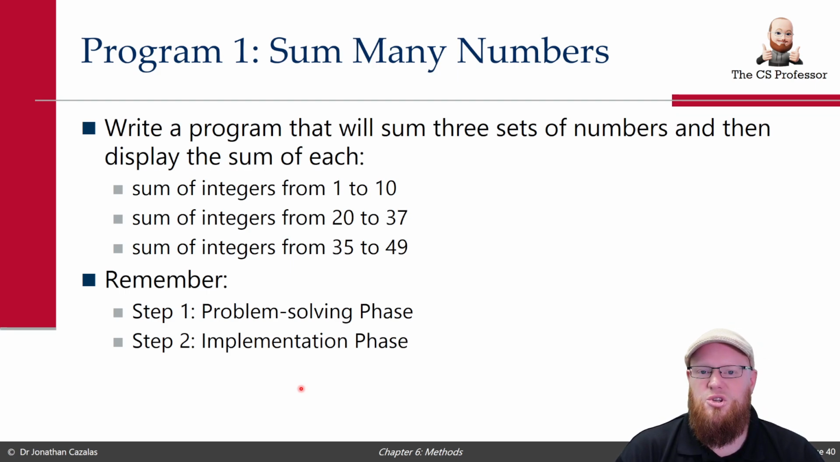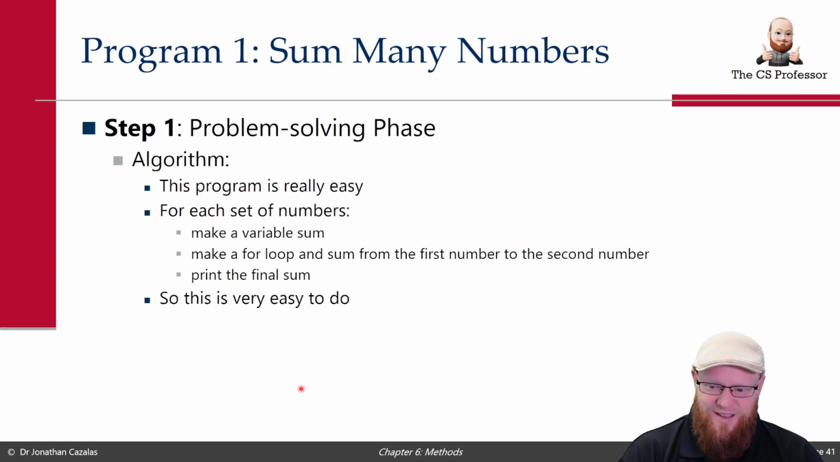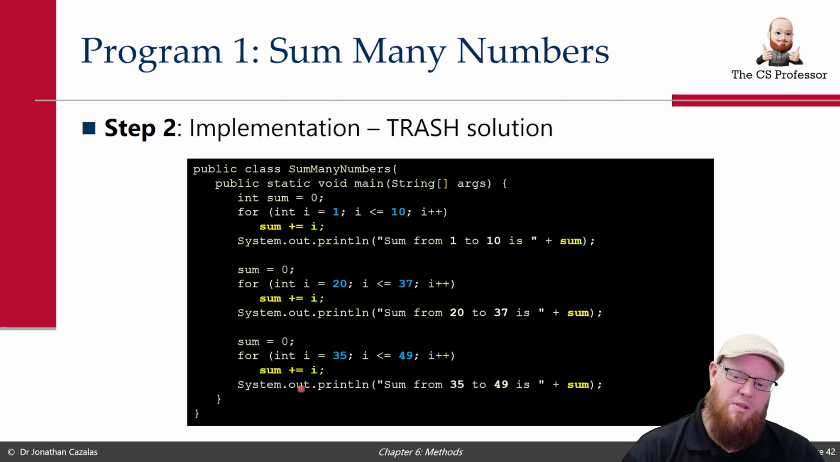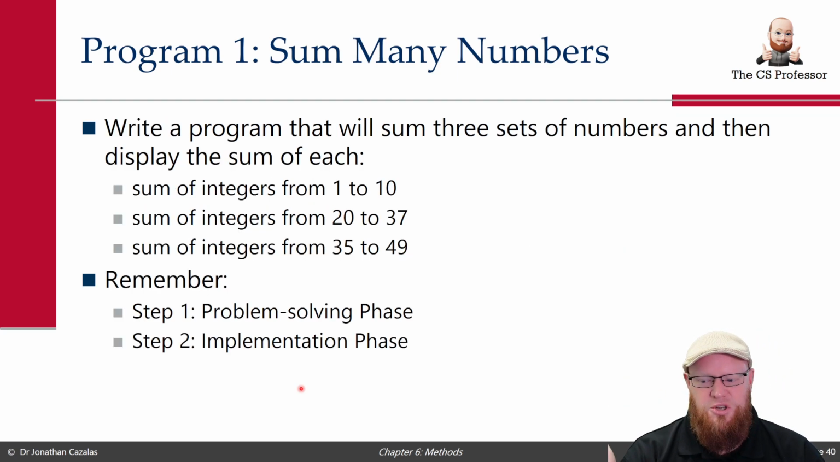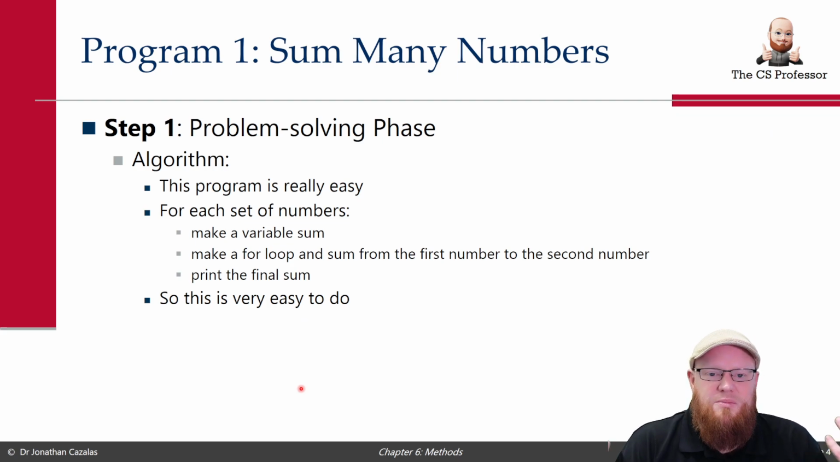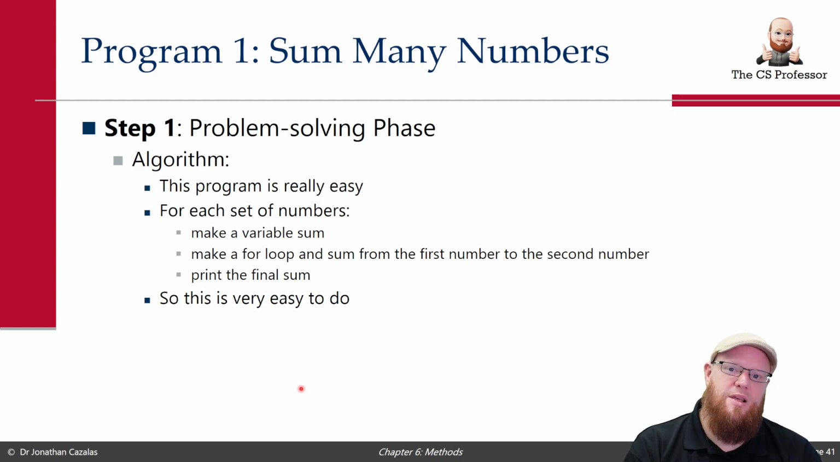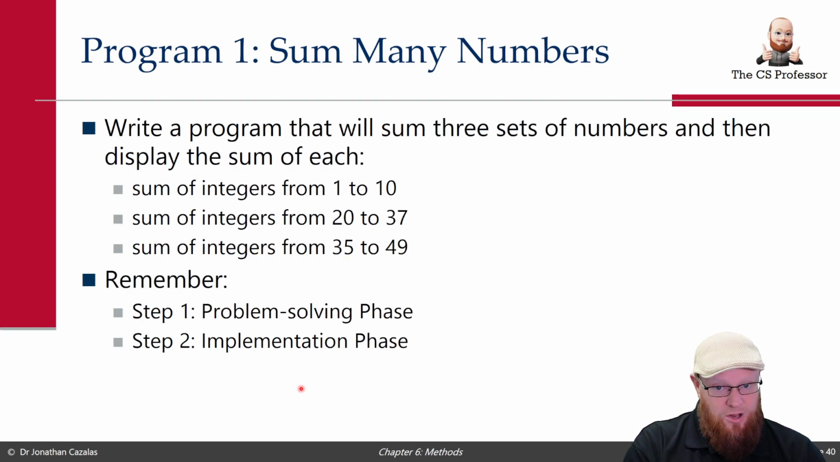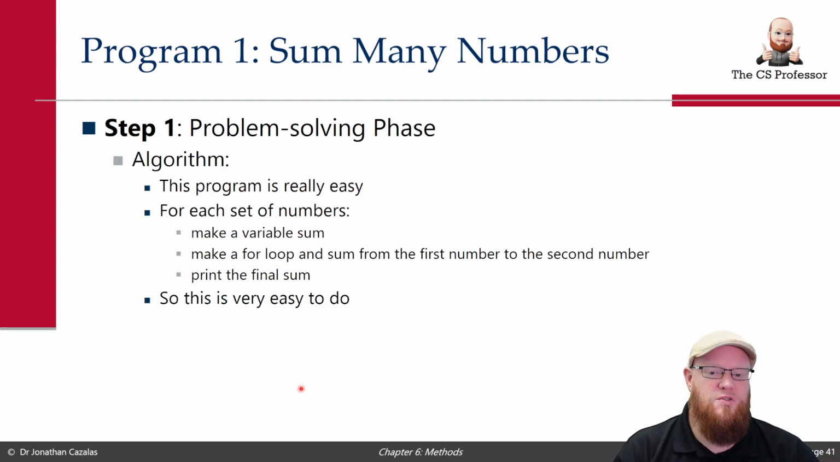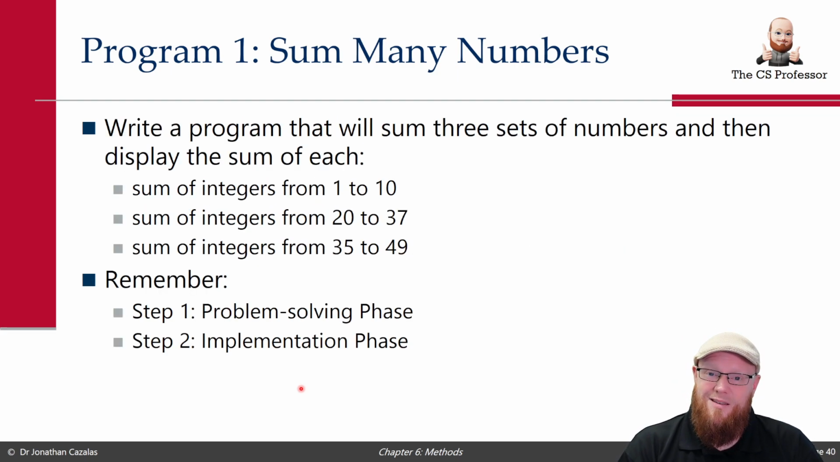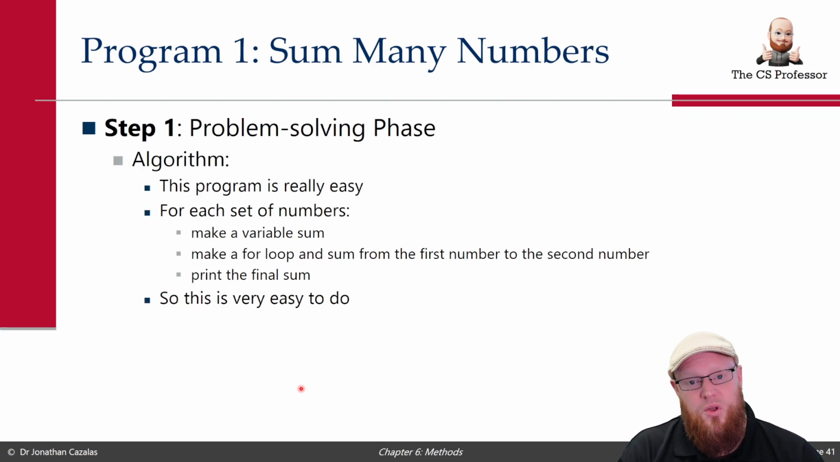Pretty short. Let me show you a trash solution. But let me just back up. I shouldn't jump to the solution. I talk about the problem solving phase, super important. But this program's really easy, so there's not much to talk about from a problem solving perspective. We basically need to make a sum variable and initialize that to 0. We need to loop from 1 up to 10, including 10, and add all of those values to sum. And then basically rinse and repeat. Do that again from 20 to 37. Do that again from 35 to 49.